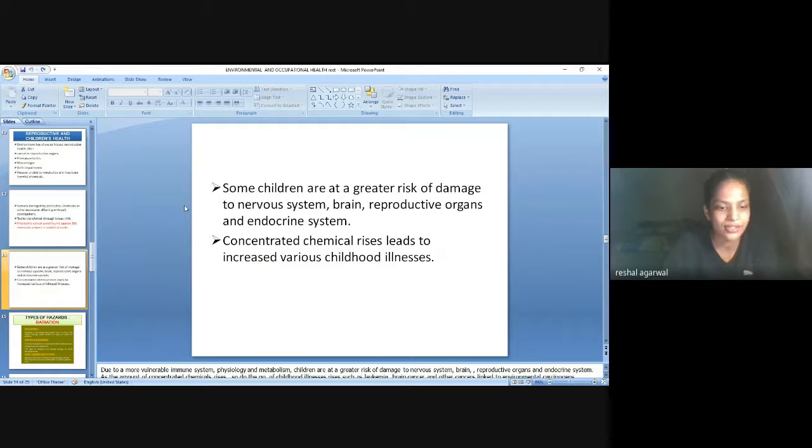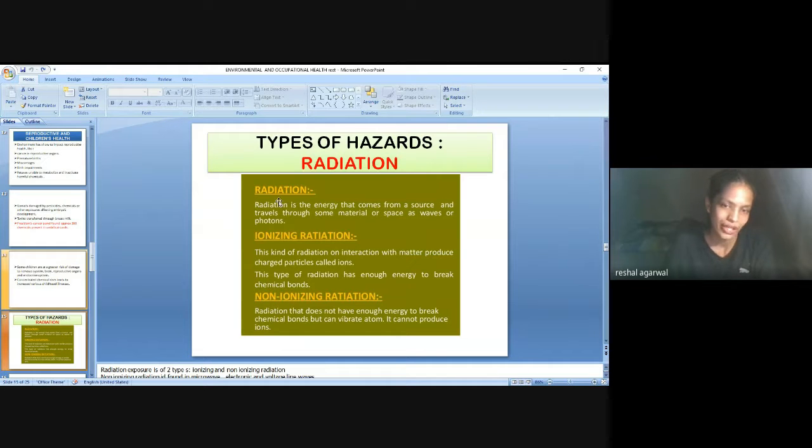And due to a more vulnerable immune system, physiology, and metabolism, children are at a greater risk of damage to the nervous system, brain, reproductive organs, and endocrine system. As the amount of concentrated chemical rises, so does the number of childhood illnesses such as leukemia, brain cancer, and other cancers linked to environmental carcinogens. Now, here's the slide where I mentioned the types of hazards.